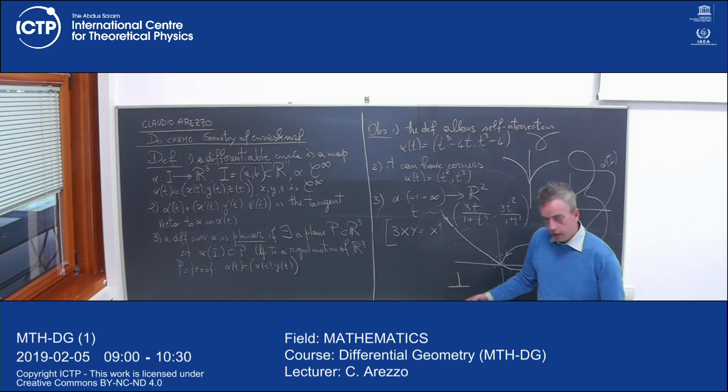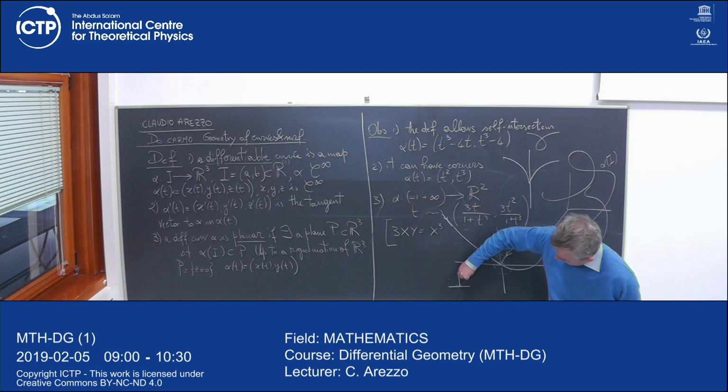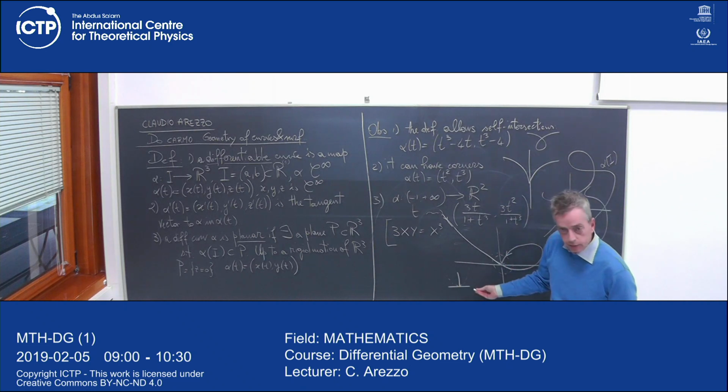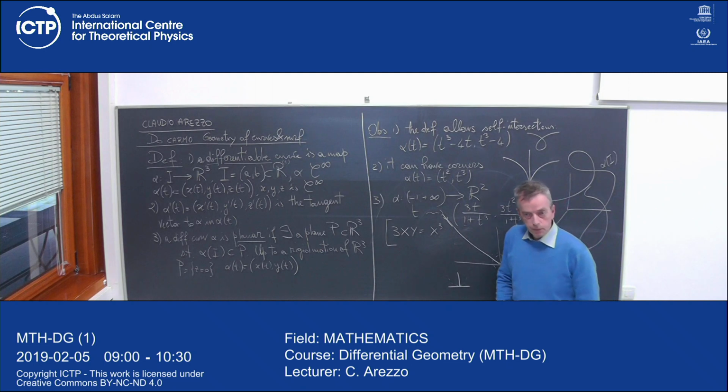Because if it's disconnected, I should be able to write it as the union of two open non-empty sets. Okay? And of course, I'm sure what you have in mind. This and this. So the problem is, are they open? This one is open, because I can separate. But this one is not open, because whatever open neighborhood I take, I will take another little bit of this.